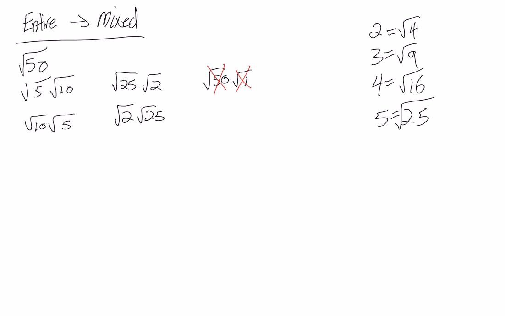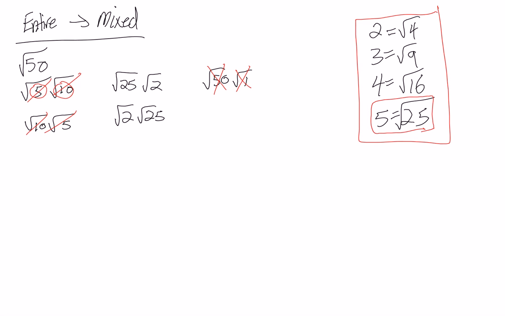So the next question is, should we use 5 and 10 or should we use 25 and 2? If we look at 5 and 10, neither of them are on our perfect root chart. So that means we're not going to be able to simplify them. We have root 5, root 10. Those are both decimals. Those aren't going to work. So we're going to have to use 25 and 2. You can see root 25 is on our chart, so that's a good thing.